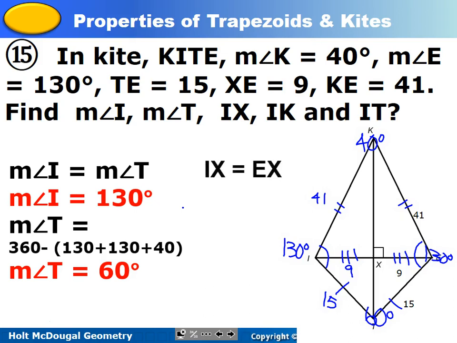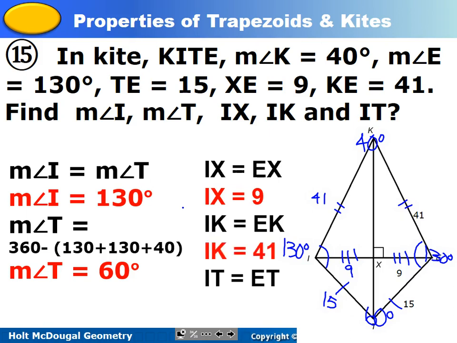IX is equal to IE, so that means it's 9. Now to find IK, IK is equal to EK, so that's going to be 41. And IT is equal to ET, so that's going to be 15.